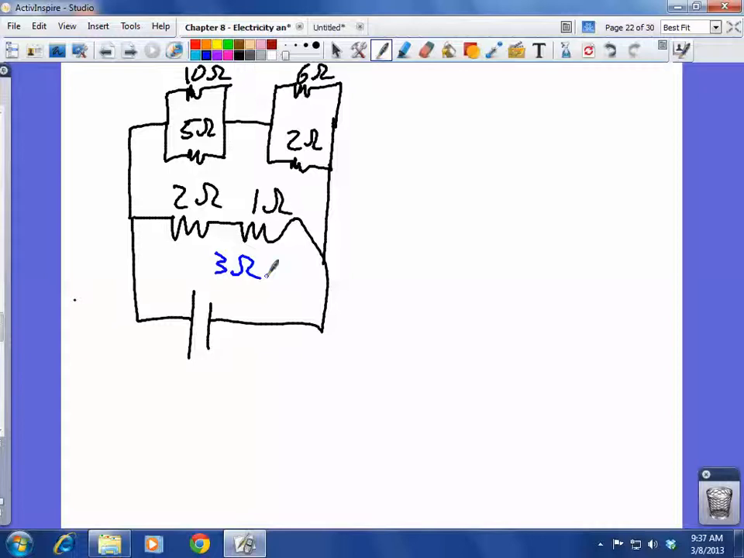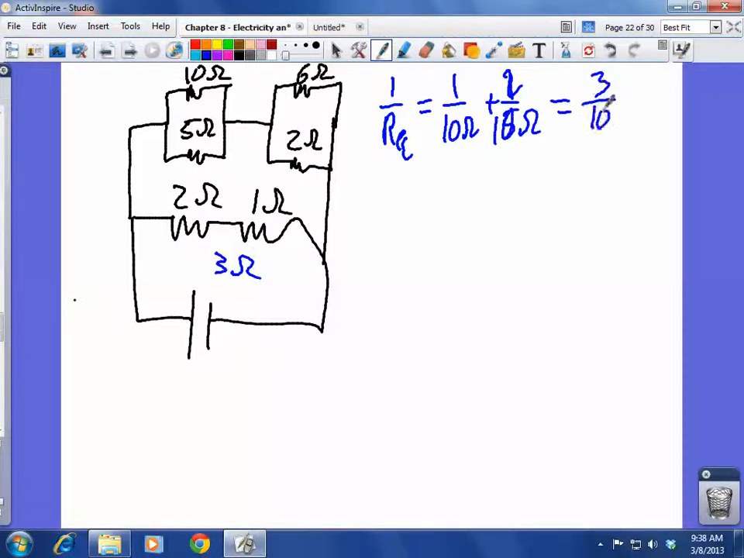Yeah, so if we go up here, we can say 1 over the equivalent of this part up here is just equal to 1 over 10 ohms plus 1 over 5 ohms. And this is the same thing as 2 over 10. So that means we have 3 over 10 ohms. So our equivalent of that part is just about 3.3 ohms.